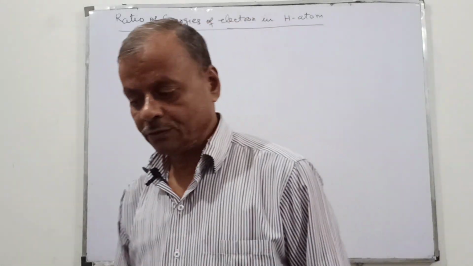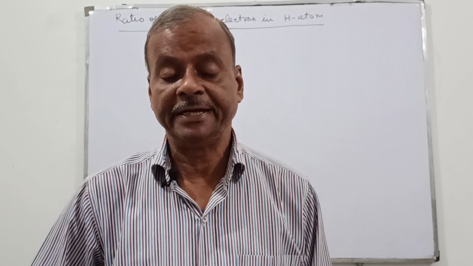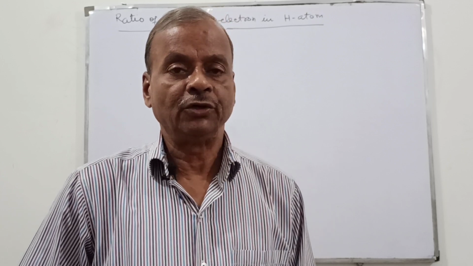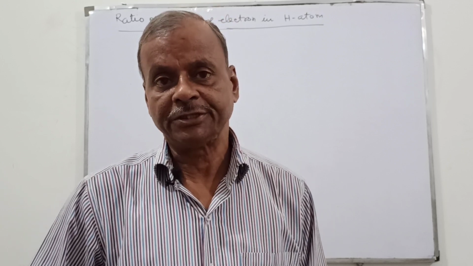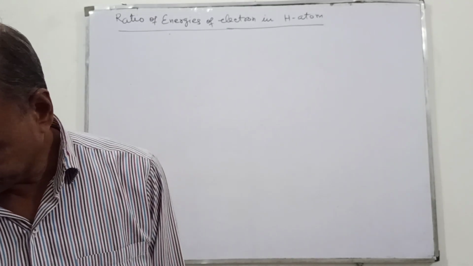Ratio of energies of the electron in the hydrogen atom. We will talk only about the hydrogen atom. The energies associated with this electron are the potential energy, kinetic energy, total energy and the binding energy. I have told you that kinetic energy is always positive, potential energy is always negative, total energy is also negative, and binding energy is always positive. So now let us find the relationship between these.